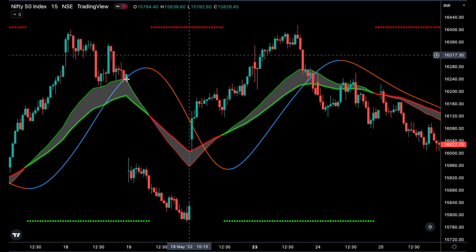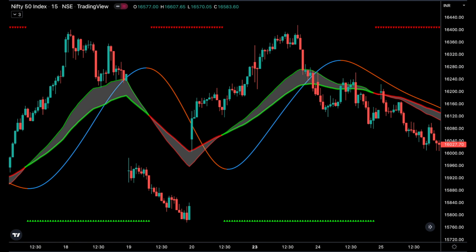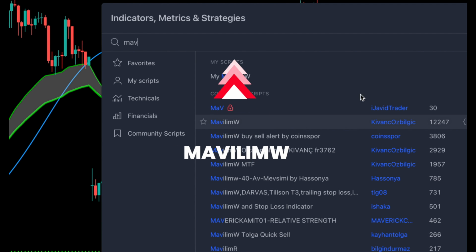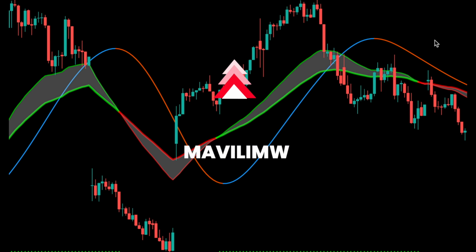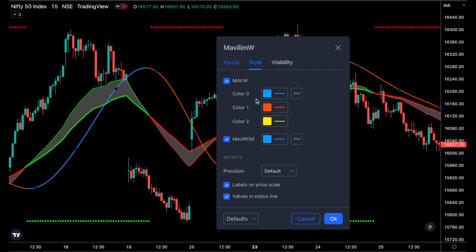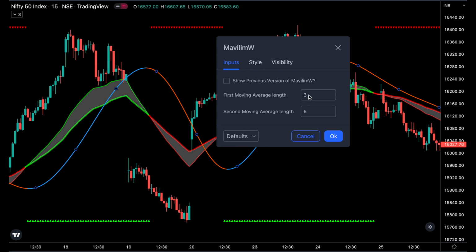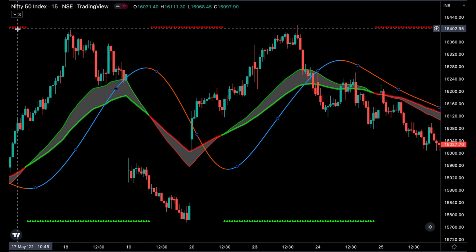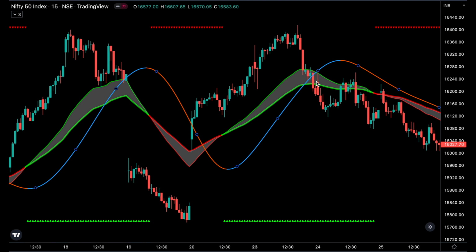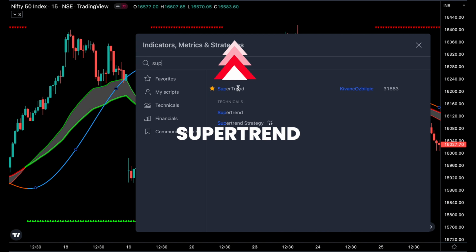The second indicator, this one, is Mavelim W. In the settings option, I've changed the colors according to my requirement. You can change the colors the way you want to. In the input section, the first moving average length is 3, the second moving average length is 5. That's all there is for this indicator. And the super trend, as you know, I use as is right here, this one.